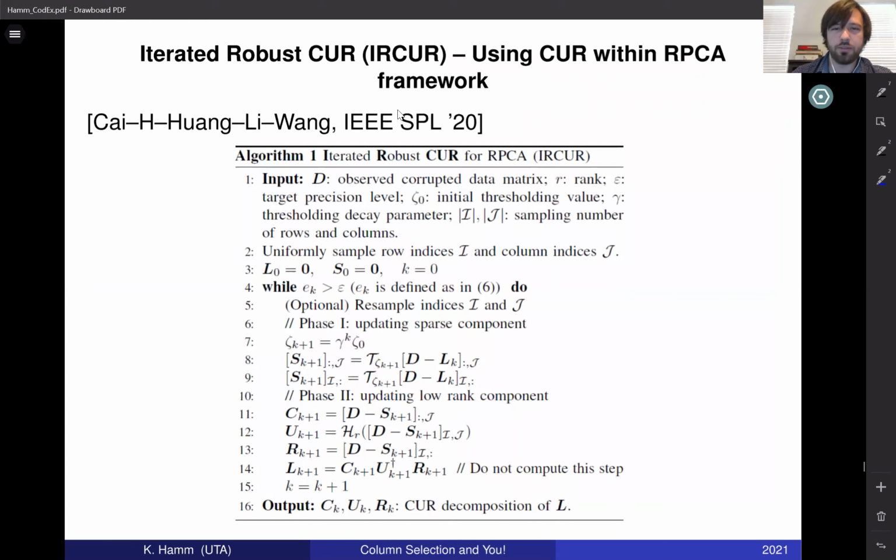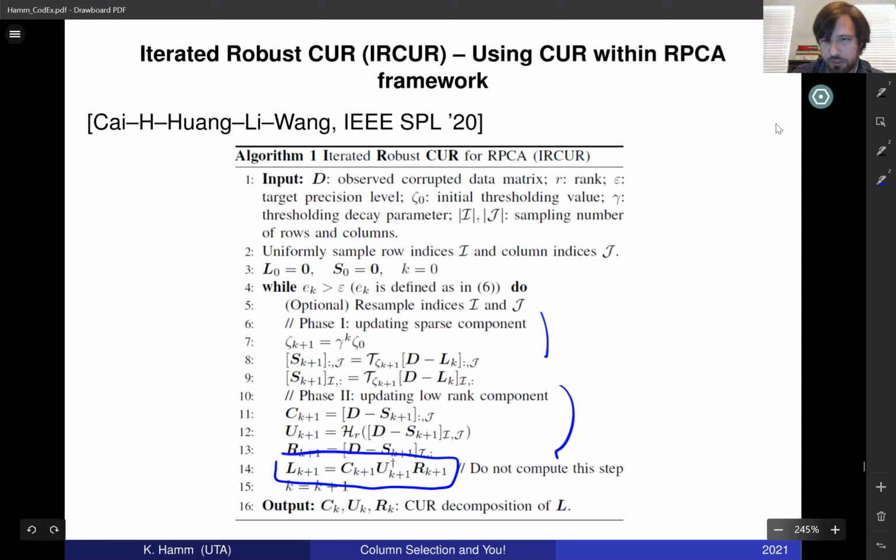Maybe let me take one more minute if that's okay. This is a different algorithm, by a different set of authors, and this recently appeared in Signal Processing Letters. Please don't read this algorithm at the moment, but the upshot is that within an iterative robust PCA framework, often I do a sparse update and a low rank update. So I update S and then I update L based on that. Typically the low rank update is an SVD. And all this algorithm says is instead of that, I do CUR. And then my iterative update is a CUR approximation to L instead of an SVD approximation to L.